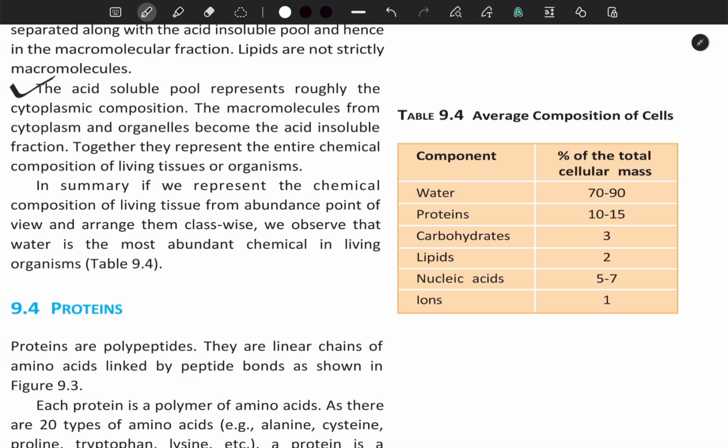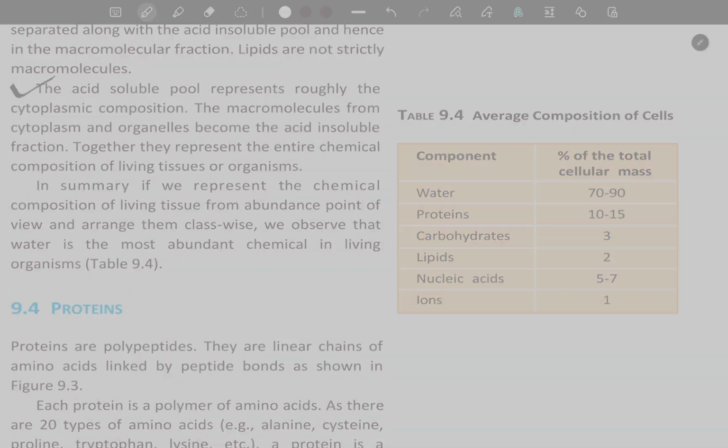The acid soluble pool represents roughly the cytoplasmic composition. The macromolecules from cytoplasm and organelles become the acid insoluble fraction. Together they represent the entire chemical composition of living tissues or organisms. In summary, if we represent the chemical composition of living tissue from an abundance point of view and arrange them class-wise, we observe that water is the most abundant chemical in living organisms.